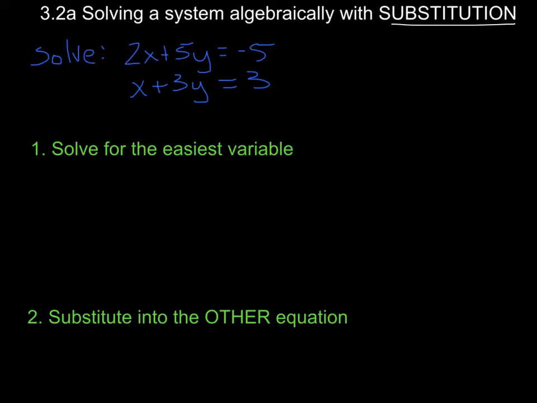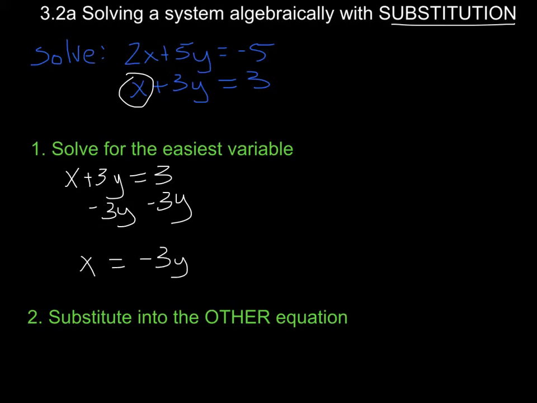So substitution takes 3 steps. The first step is you want to look at your system and solve for the easiest variable. In other words, I'm going to look at the x here, the y here, the x here, and the y here. I'm going to look at all 4 of those and say to myself, which variable would be the easiest to get by itself? And hopefully without too much thinking, you can figure out that x right there would be very easy to get alone. And the way I would do that is simply subtracting a 3y from both sides. So it's very easy, just one step, to get x by itself.